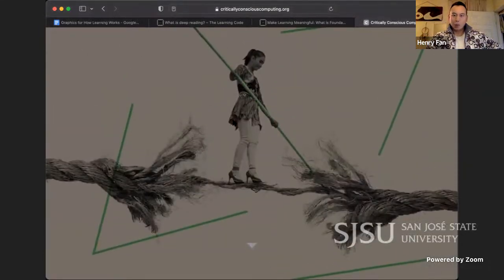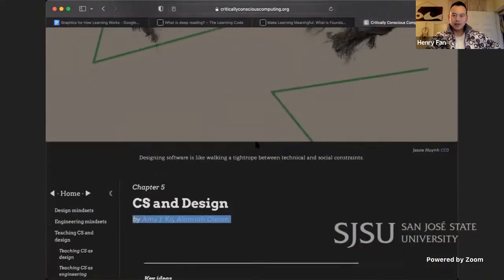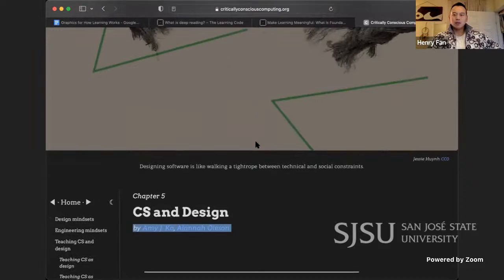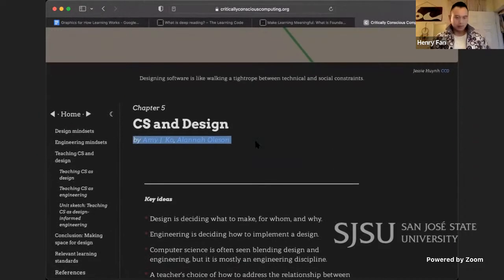Okay, at the very top, there's an image by Jesse Huyn. Caption: Designing software is like walking the tightrope between technical and social constraints. Chapter 5, CS and Design by Amy J. Ko and Alannah Oleson.